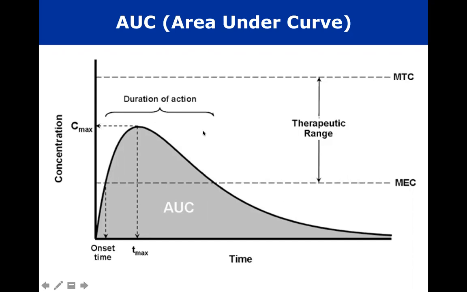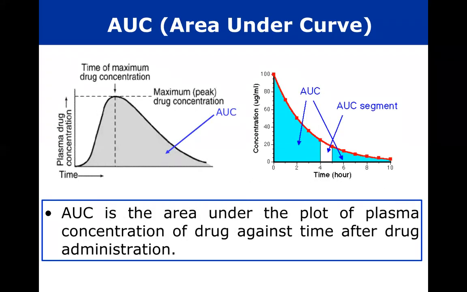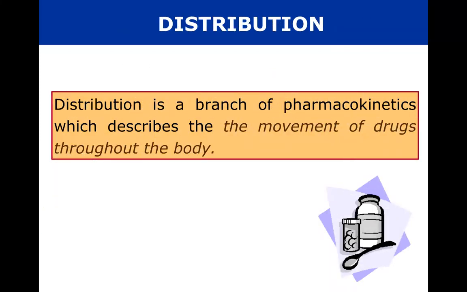All these properties can be taken by understanding this curve and from what is called the area under the curve. So area under the curve is the area under the plot of a plasma concentration of the drug against time after the drug administration.